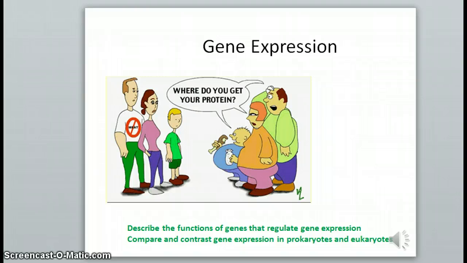The cells that make up your stomach do not express the gene that codes for eye color, and your eye cells don't express the gene that codes for enzymes in your stomach that break down protein. So how do cells know which proteins to express and when? Keep watching and you'll find out.